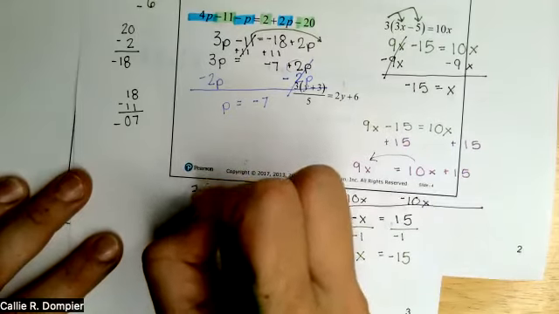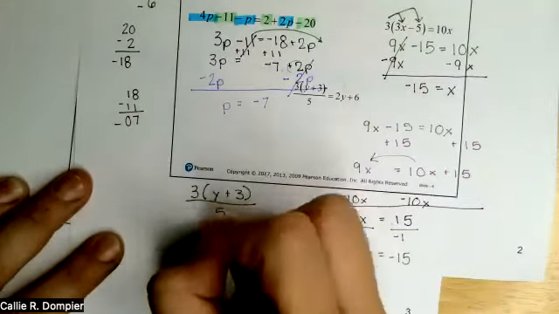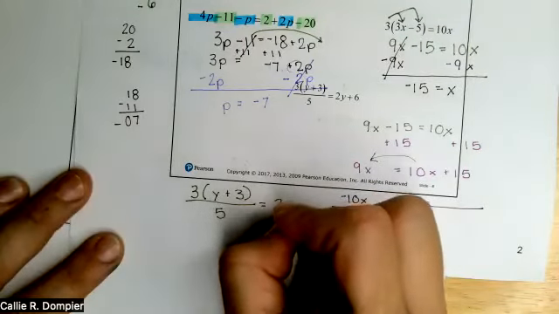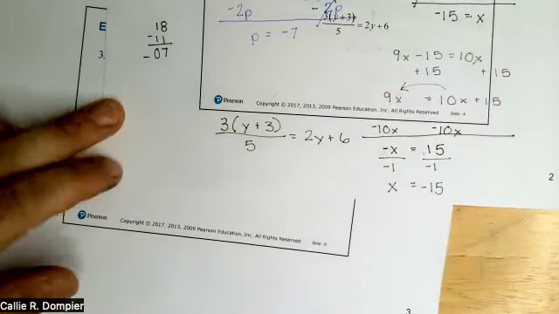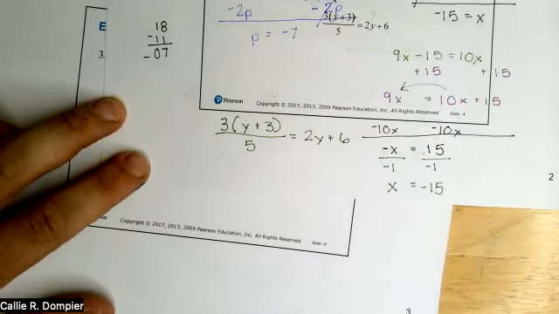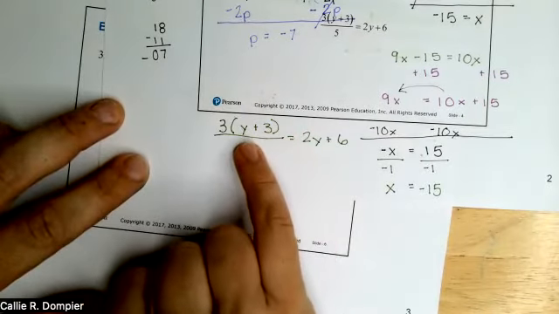3 times y plus 3, because then you can get further on the homework, over 5 equals 2y plus 6. Good? All right. So here you have this entire quantity being divided by 5.